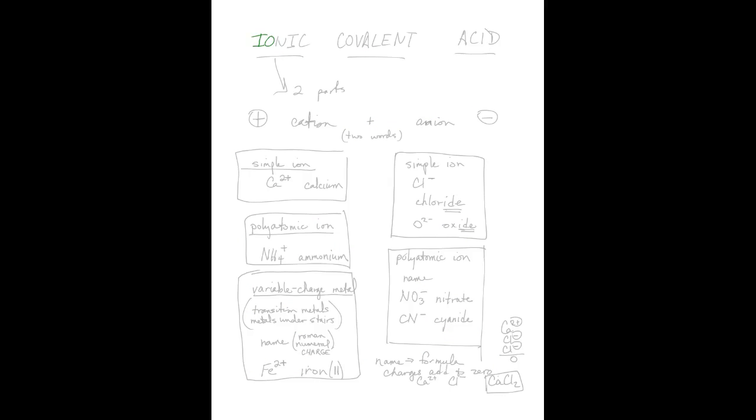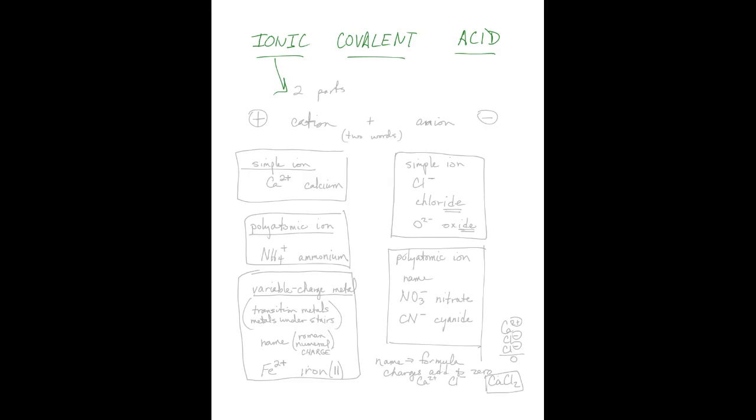So the first thing to decide when naming a compound is what kind of compound you have. Is it ionic, is it covalent, or is it an acid? We need to know that first because the rules are different for these three kinds of compounds. So right now we're going to talk about ionic compounds.